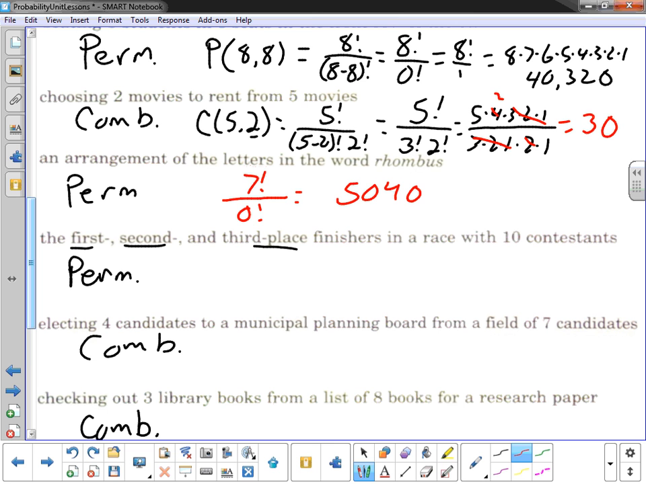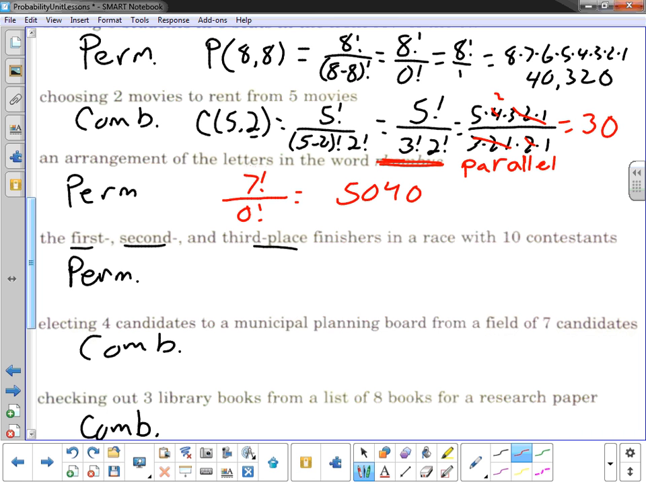What if that was a different word? What if instead of rhombus, it was parallel? Okay? So if it was parallel, it would still be the same kind of thing. It would still be a permutation. And if I look at it this way, I've got 1, 2, I spelled parallel wrong. There we go, parallel. So, don't know what was going on there.